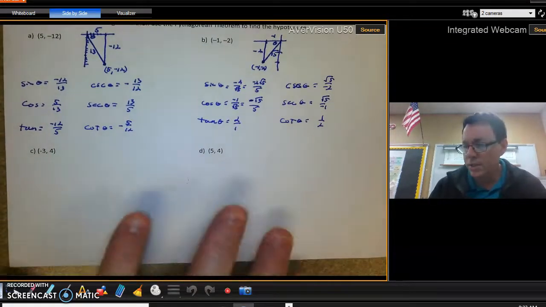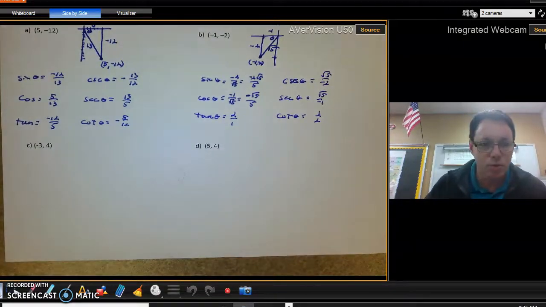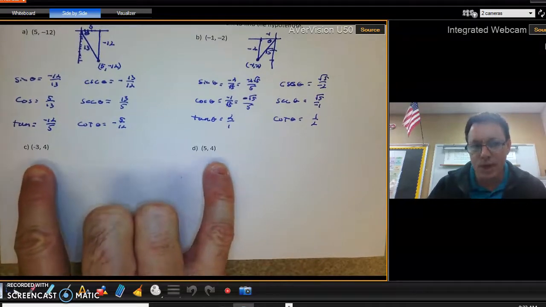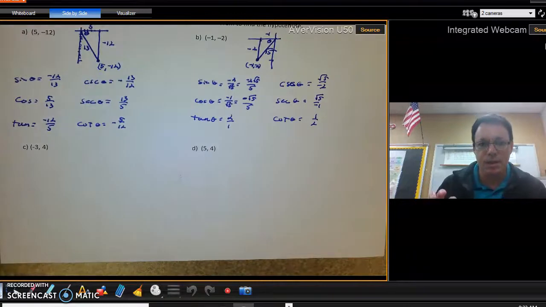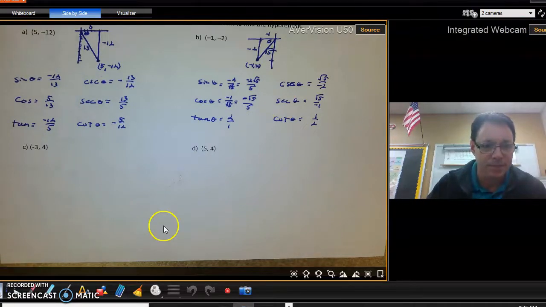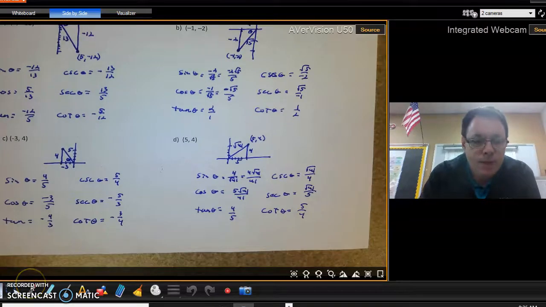All right, so for examples C and D, why don't you try that? Pause the video because I'm going to work them out, and then you can check to see that you did them right. For C and D, pay attention to what quadrant that point is in, then draw your triangle based off of that, and label all your functions. All right, pause the video. All right, so check your answers with mine.